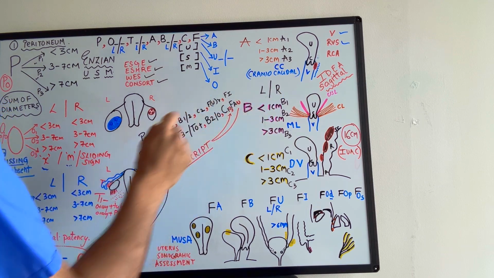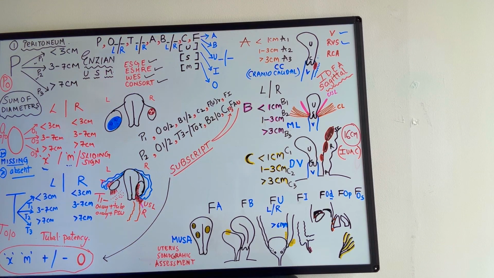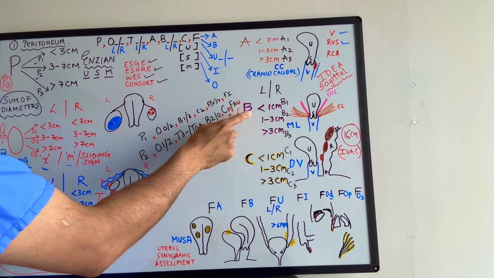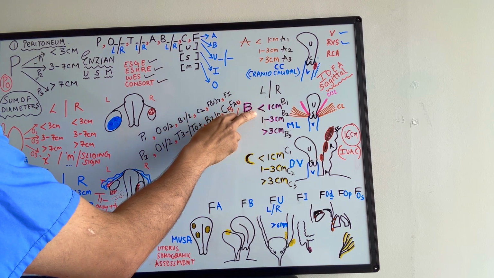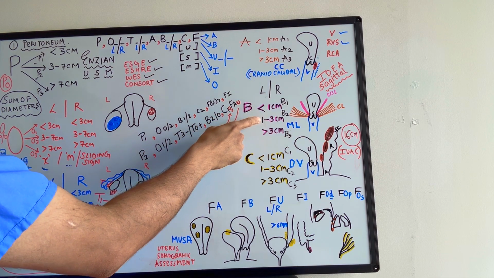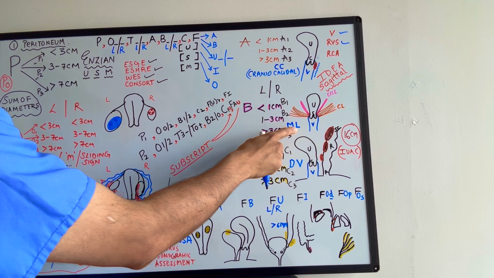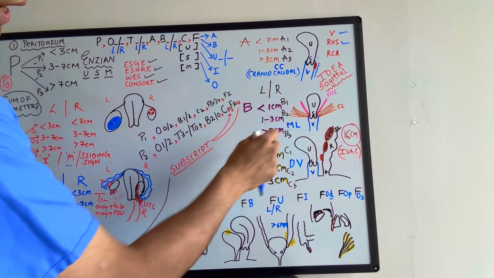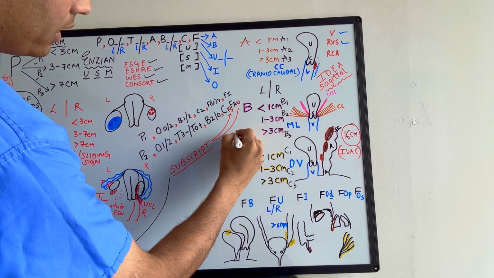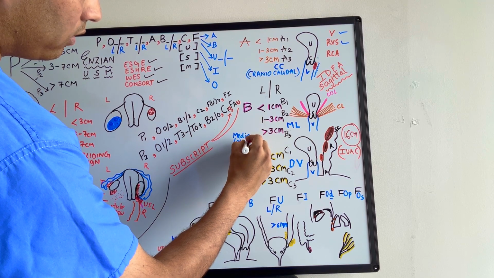Now we move on to the next letter, which is letter B. So again we go back here, P O ABCF. Letter B again gives us information about deep endometriosis divided into B1, B2 and B3. That is less than 1 centimeter, 1 to 3 centimeters and more than 3 centimeters. So what is included in this? This is including the plane which is mediolateral. So M means medio, L means lateral.